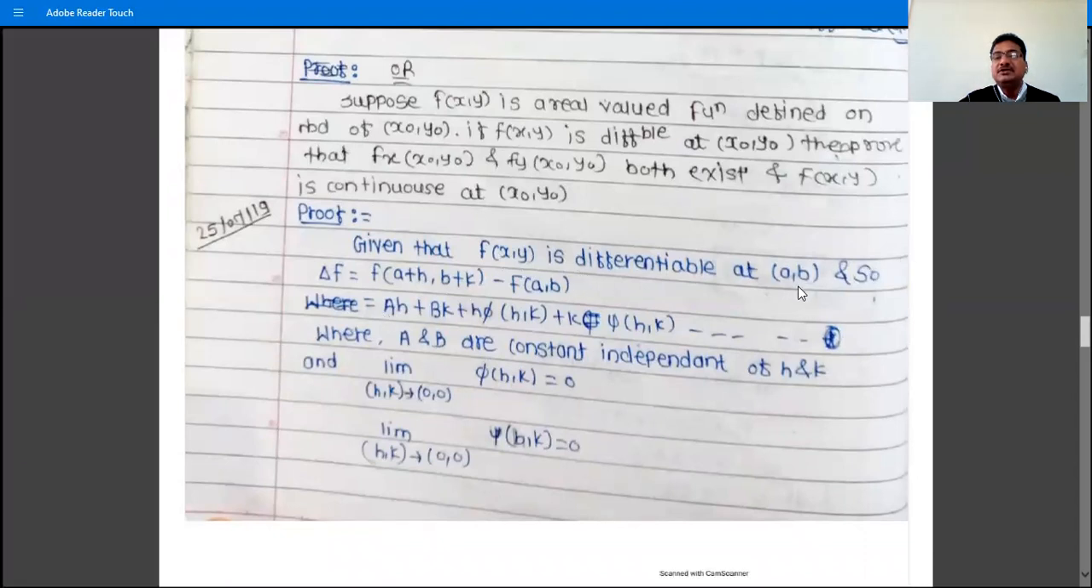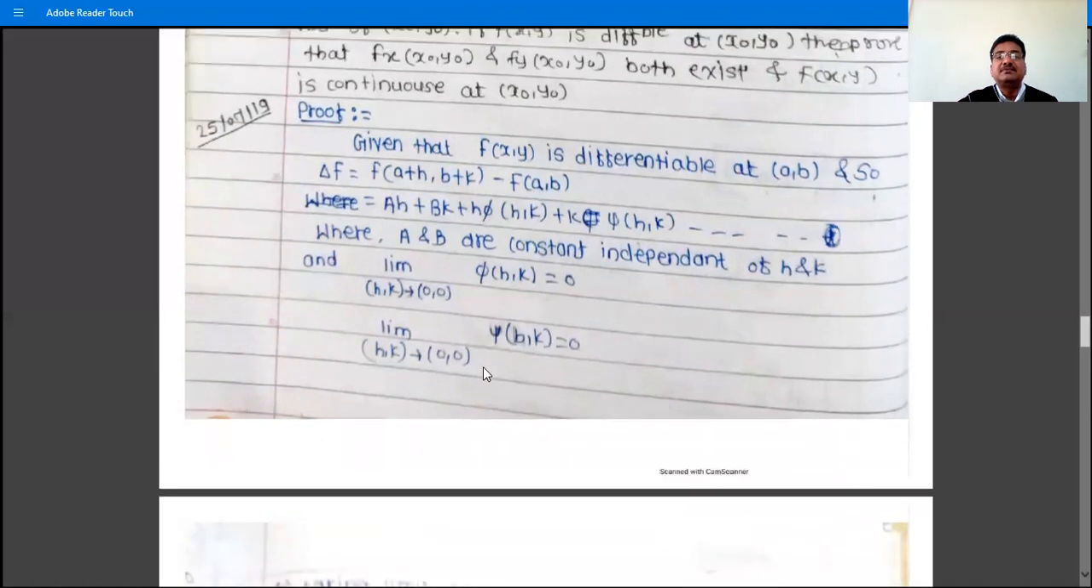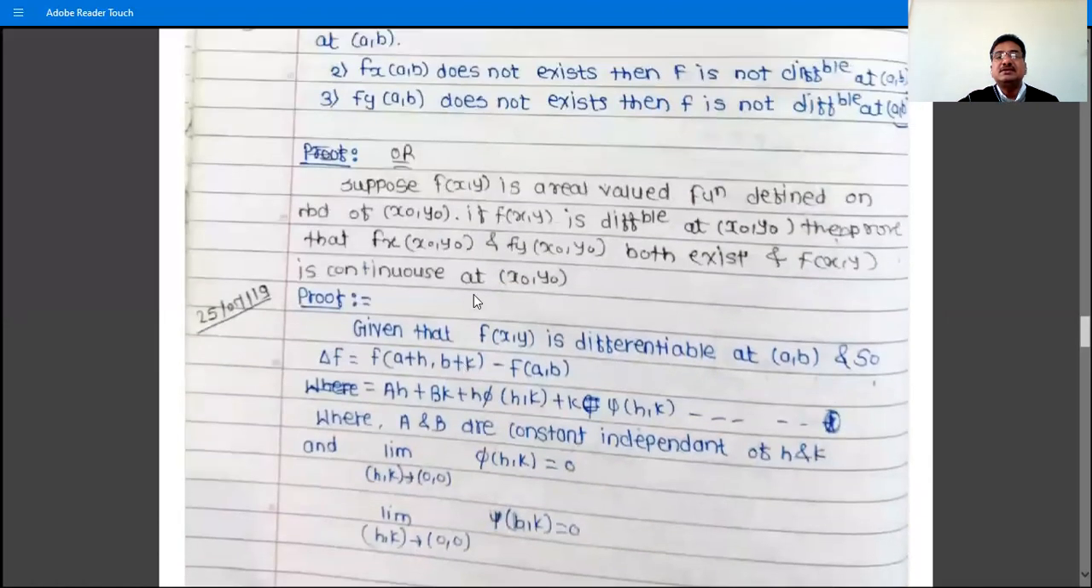First write the meaning of the function f(x,y) being differentiable at (a,b). By using the definition, this delta f, or f(a+h, b+k) minus f(a,b), is expressed in the form Ah + Bk + h phi(h,k) + k psi(h,k). What are A and B? A and B are constants independent of h and k. These are not functions of h and k. And the limit of phi(h,k) and the limit of psi(h,k) as (h,k) tends to (0,0) is 0. So this is by using the definition of a differentiable function. This definition is very important: the definition of a differentiable two variable function at the point (a,b). This is the meaning of what is given.